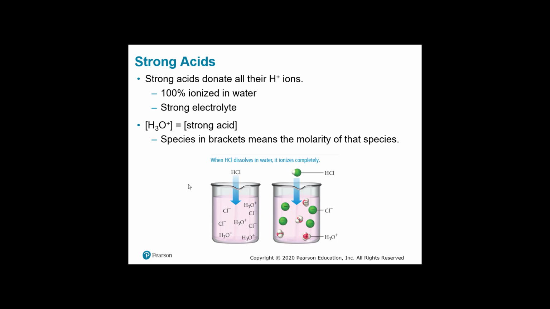Strong acids donate all their protons. 100% ionized in water. It is a strong electrolyte. When we look at the concentration, it's really easy because it dissociates 100%. We can look at the concentration of hydronium ions because it is the concentration of the strong acid. So if we have 1 molar HCl, it is also now 1 molar of hydronium. The concentration is the same because it has ionized completely. So we use the brackets, which means molarity. So these are really easy to determine the molarity.